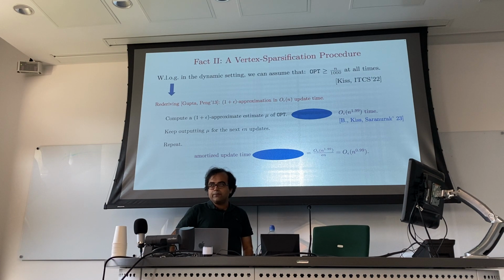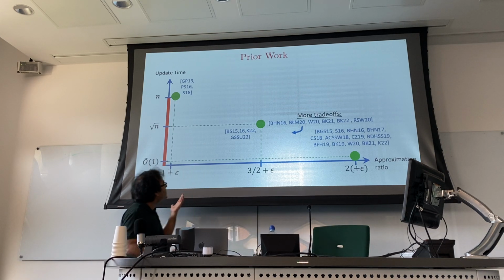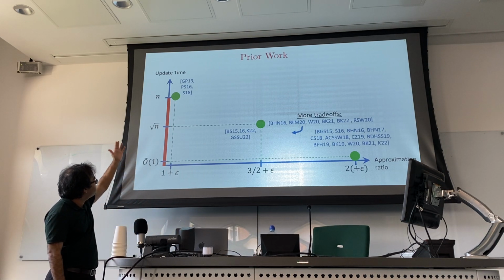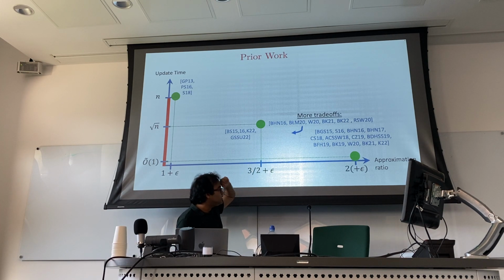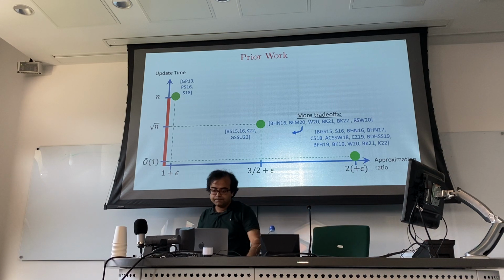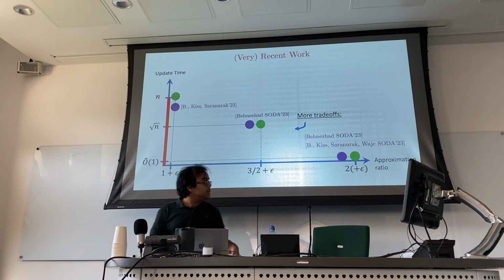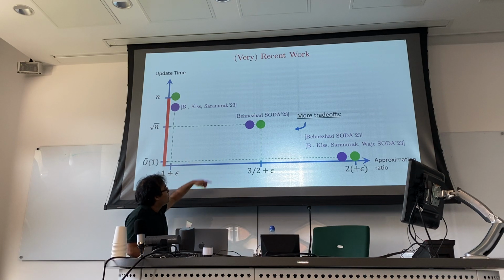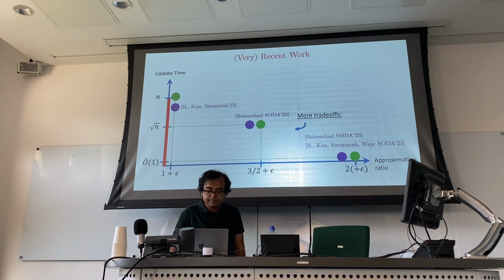So what are the open questions from here? To conclude, this is the current state of the art: 1 plus epsilon approximation in n update time, 1.5 approximation in root n update time, and 2 approximation in polylog n update time. The very recent work is... none of these bounds seem to be the best possible bounds if we stick with the value version of the problem.